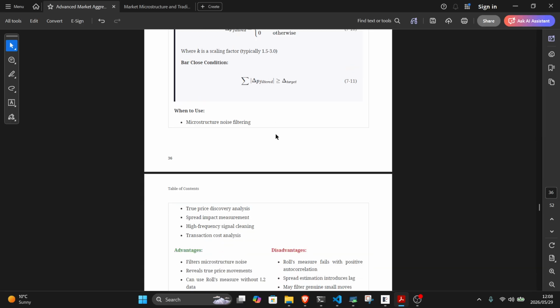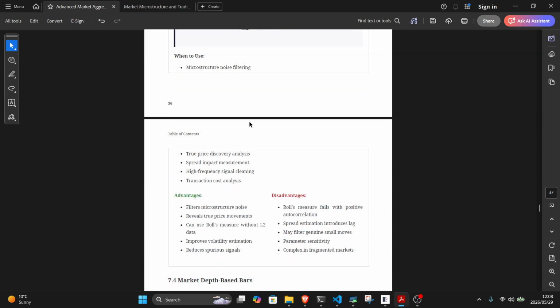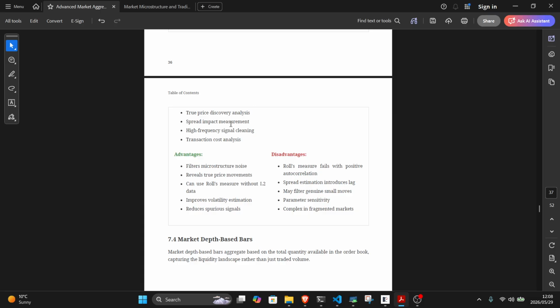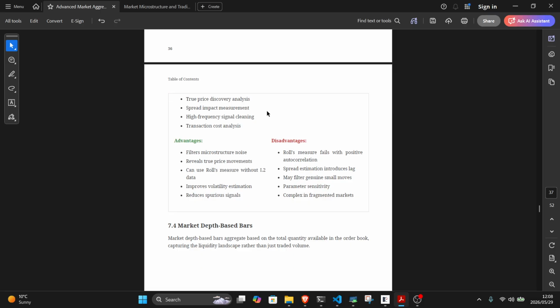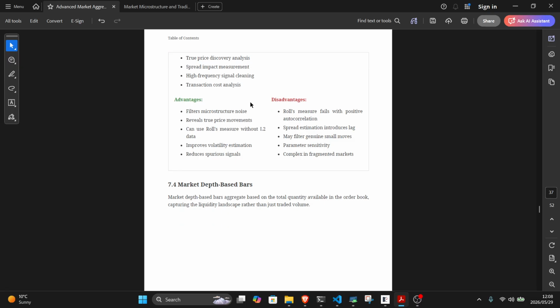Now, when do you use this type of aggregation? Microstructure noise filtering, price discovery analysis, spread impact measurement, high frequency signal cleaning, transaction cost analysis.